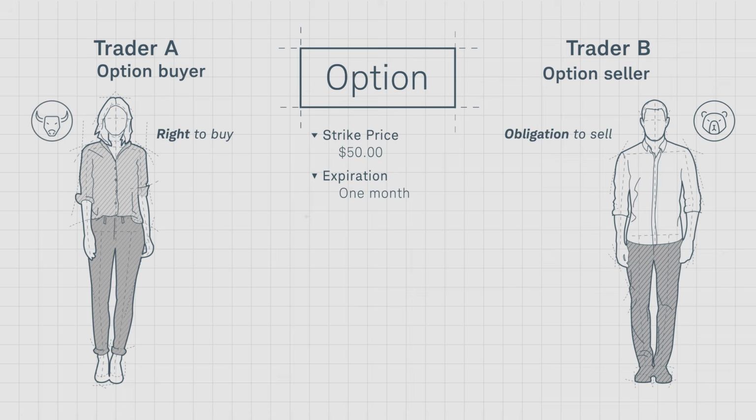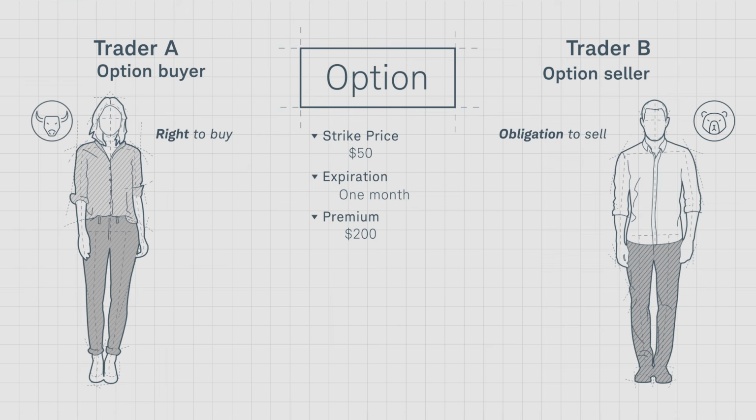In exchange for the right to buy shares at $50, Trader A pays Trader B what's called a premium. Premium is just another word for the price of the options contract. In this example, we'll say it's $2. Because a standard option contract controls 100 shares of the underlying asset, the total premium is $2 times the option multiplier of 100, or $200 per contract. This does not include transaction costs, typically a contract fee paid to the broker.